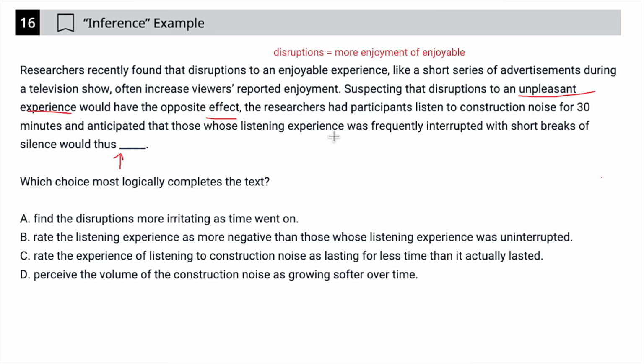They had them do this other thing, and they anticipated that interruptions in this would blank. And basically, if we're looking for the opposite, I would be thinking disruptions of unpleasant would be more unpleasant. Of course, now we're getting into the prediction, which we'll talk about in a second.